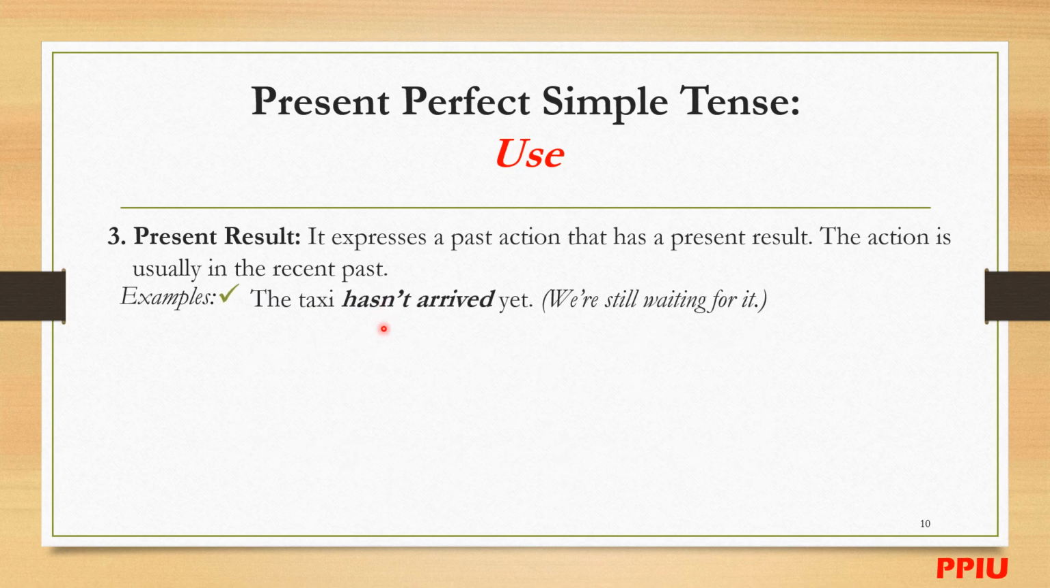The taxi hasn't arrived yet. So, as the result, what? We are still waiting for it. The timetable says it should be here right now, but we did not see the taxi. We called for some time, but they did not come. The taxi hasn't arrived. So, what is the passenger doing here?